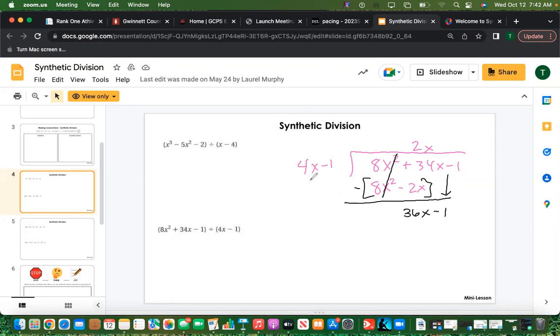So what times 4x will give me 36x? 9. 9 times everything on the outside is going to give us 36x minus 9. We're going to change our sign, draw our line. So these will cancel. -1 minus -9 is going to give us 8. And remember, that's going to be our remainder. So we're going to have 8 over 4x minus 1.